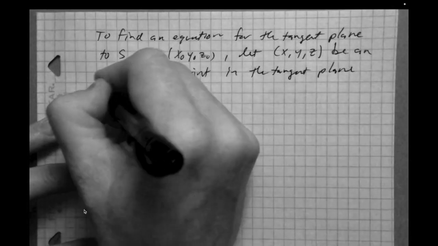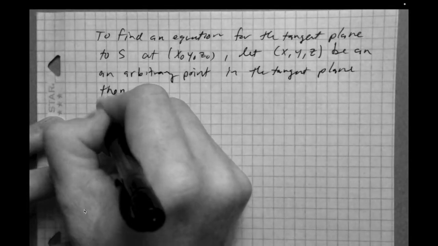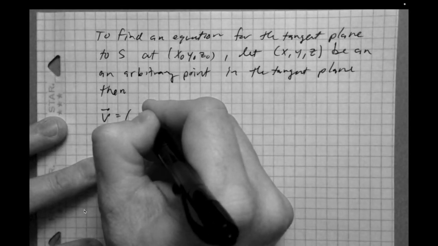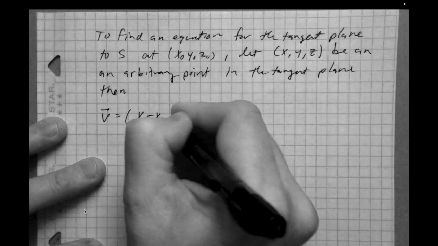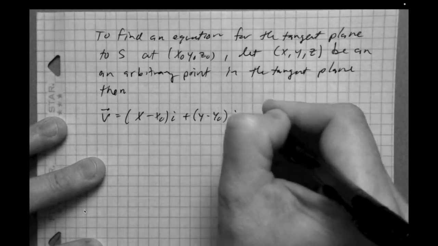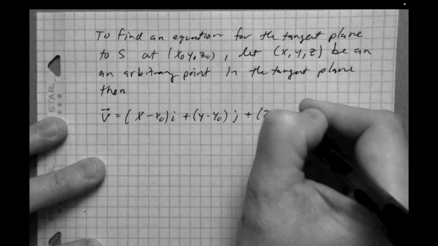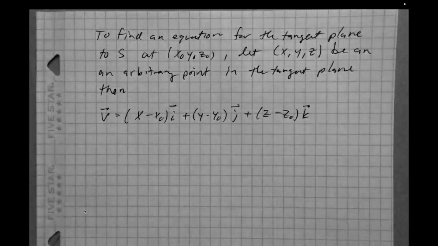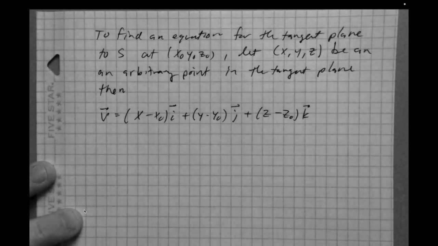Then what do you have? Well, you've got this equation that we've seen before: V equals x minus x naught times i plus y minus y naught times j plus z minus z naught times k. So this is obviously going to lie in the tangent plane, because x naught, y naught, z naught is in the tangent plane, and x, y, z is an arbitrary point also in the tangent plane. So this vector is going to be in the tangent plane.